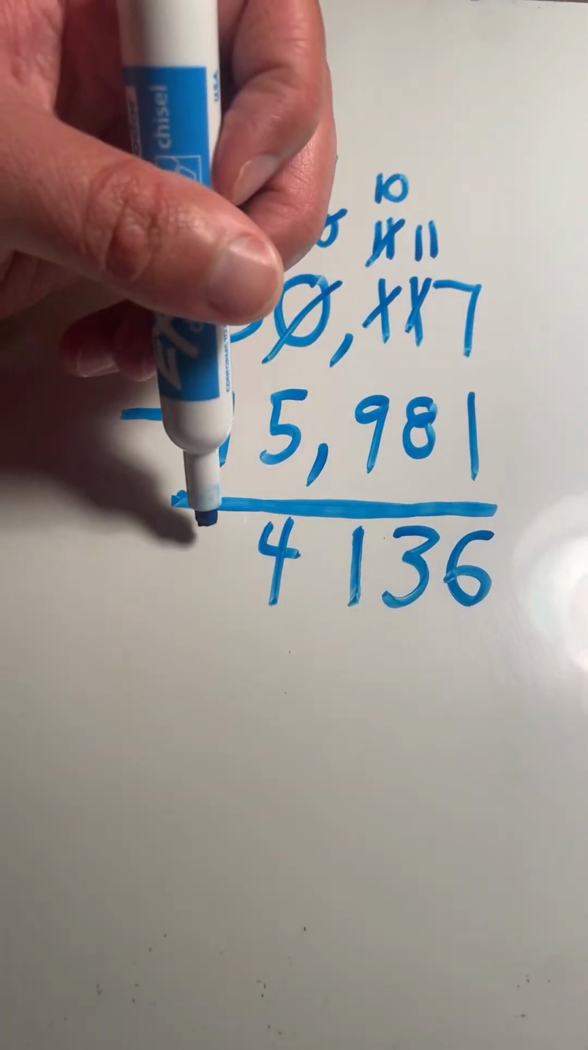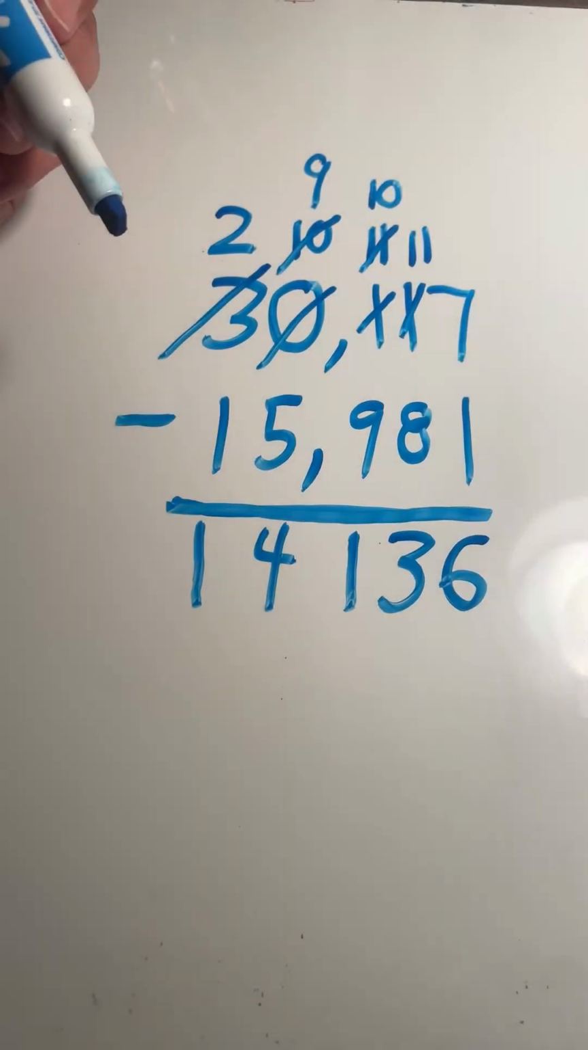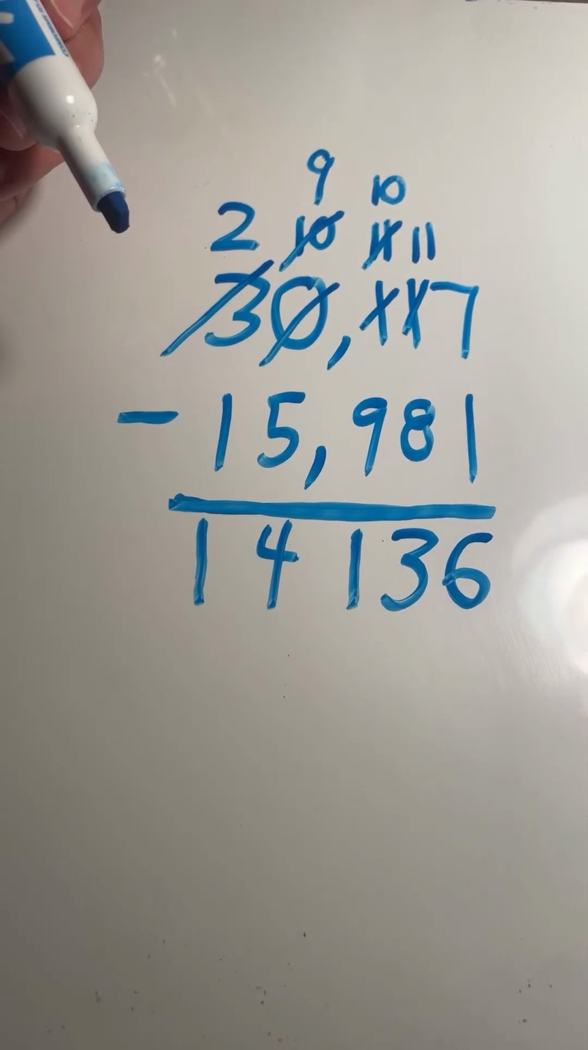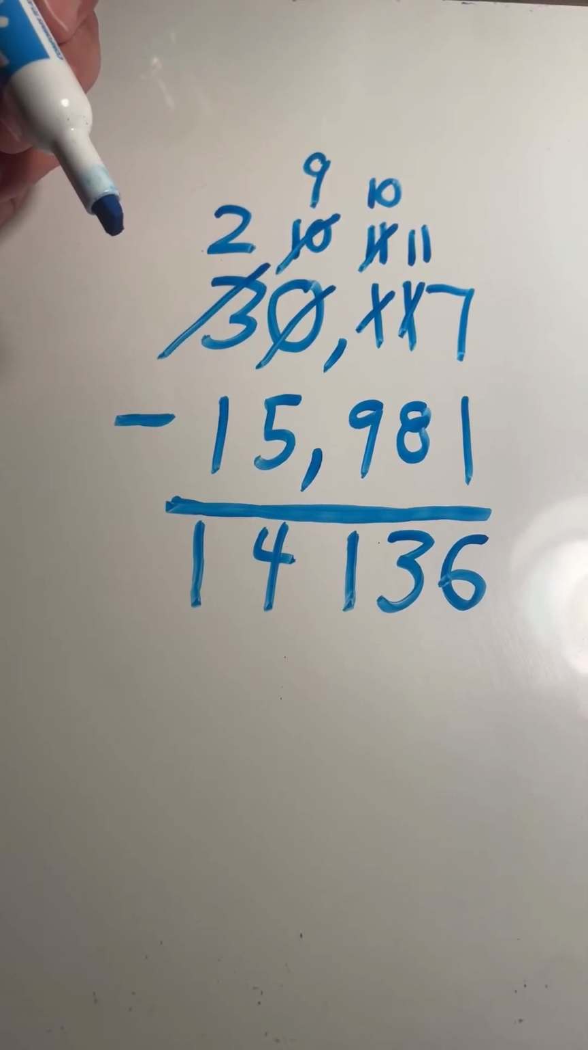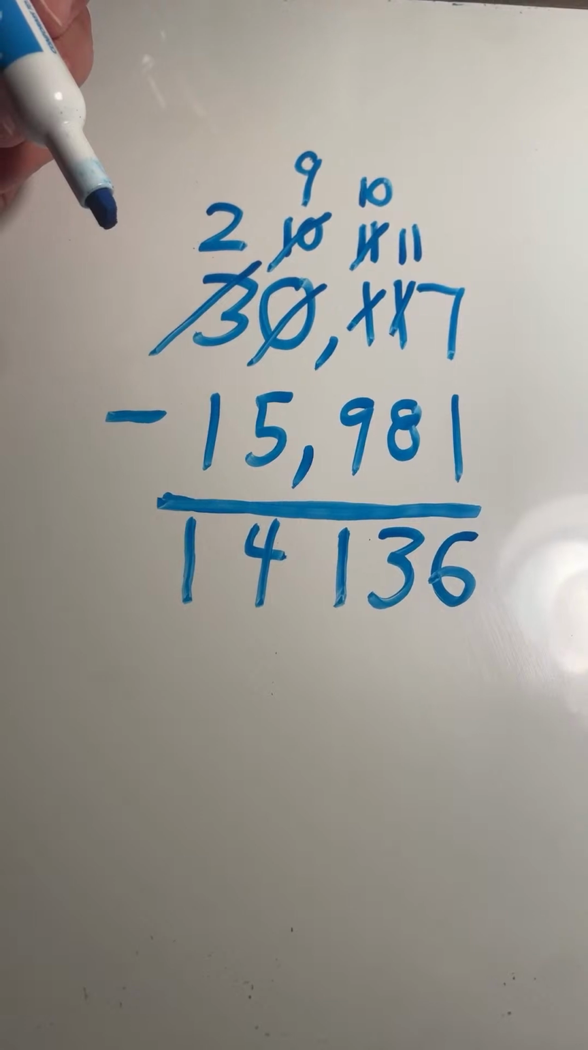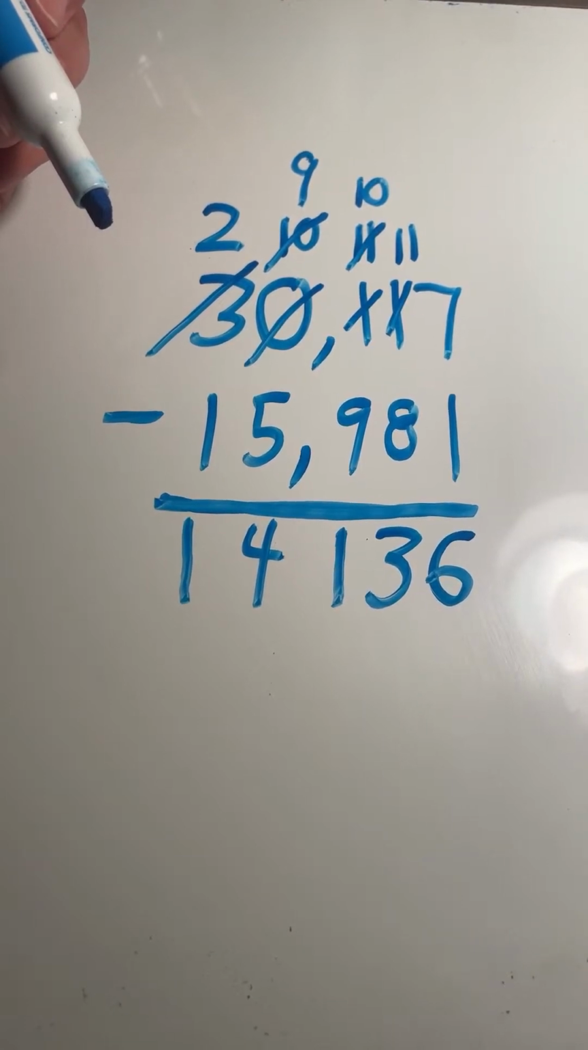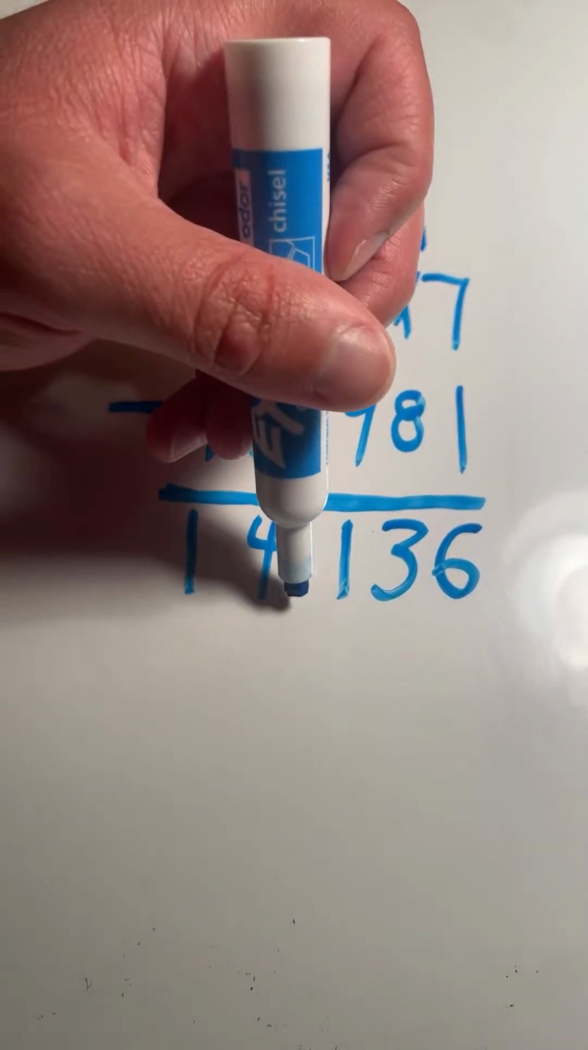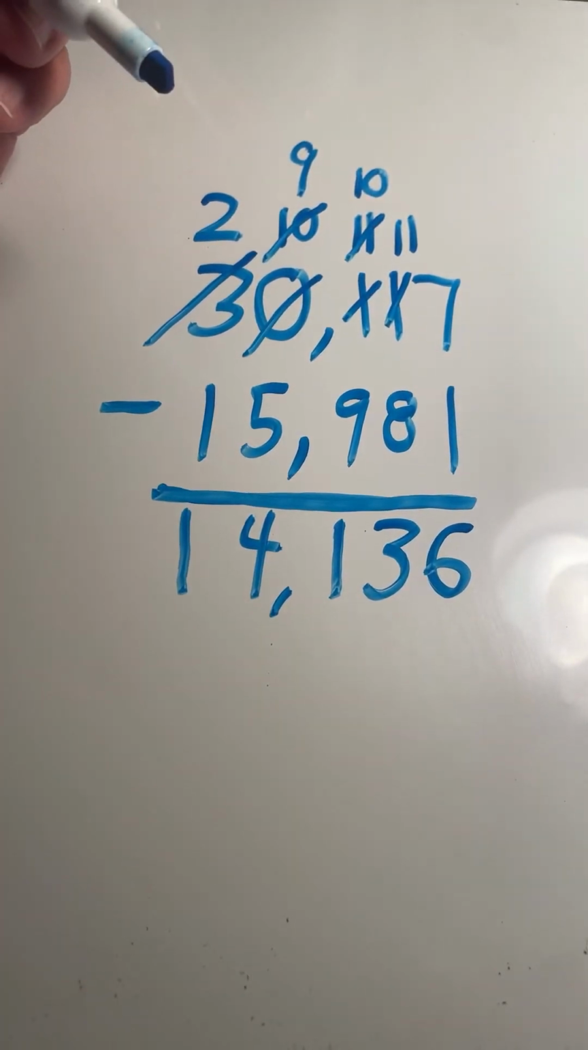9 minus 5 equals 4. 2 minus 1 equals 1. And we have our final answer, 30,117 minus 15,981 equals 14,136.